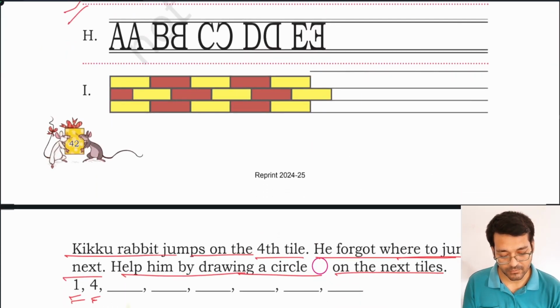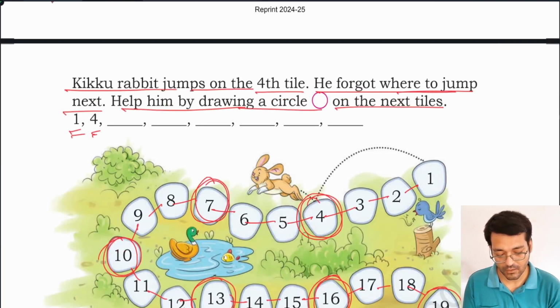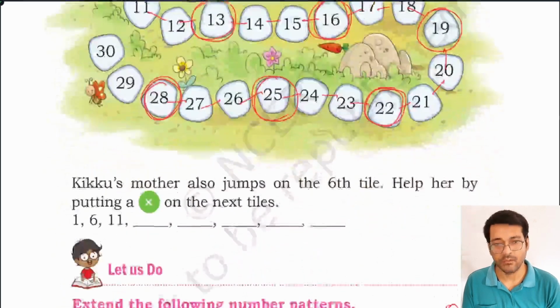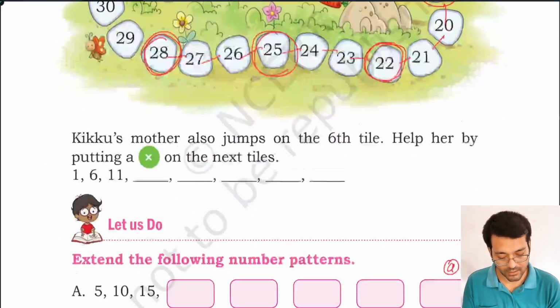Kiku will move on after 1, 4, then 7, then 10, then 13, then 16, then 19, then 22, then 25, and then 28. Okay, I have already marked it.